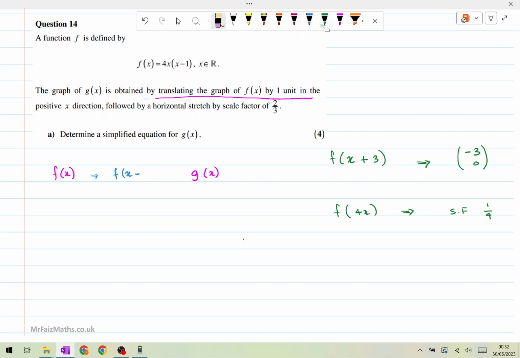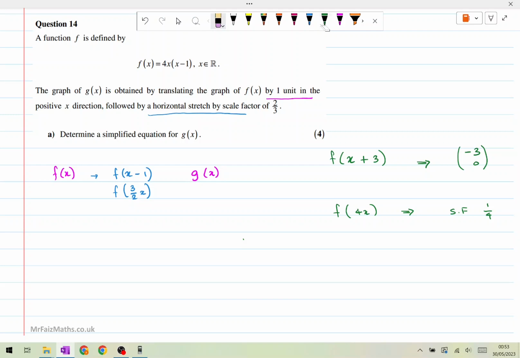Right? So in the same way that x plus 3 would move it 3 units to the left, f of x minus 1 is going to be this first transformation here. So we're going to do that first, and then the second transformation, it says it's a horizontal stretch, a stretch in the x direction by scale factor 2 over 3. So that's going to be the function. So we need to take f of 3 over 2 times x, because remember the scale factor for the horizontal transformation is the reciprocal of whatever that number is going to be.